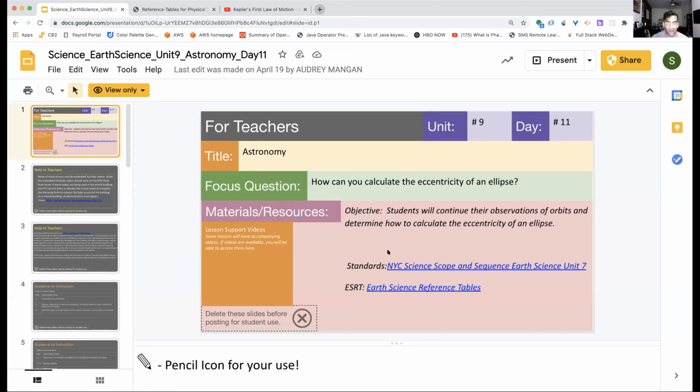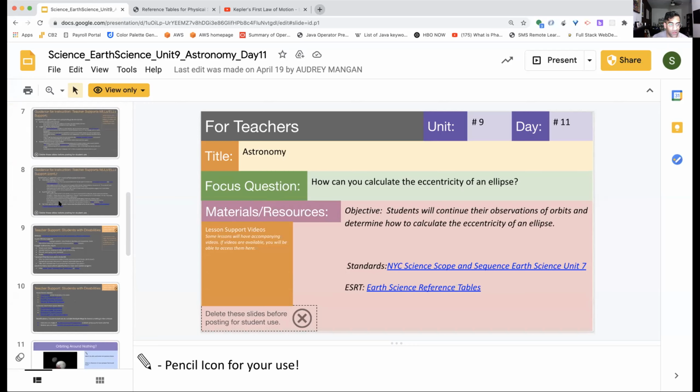Today, we're going to talk a little bit more about the shape in which they revolve. If you recall, Johannes Kepler is a famous astronomer who's responsible for helping us understand that no, we don't travel around the sun in a perfect circle. In fact, we travel in an elliptical shape. So this is part of our Unit 9 on astronomy, and it's day 11. And the focus question is, how can you calculate the eccentricity of an ellipse?